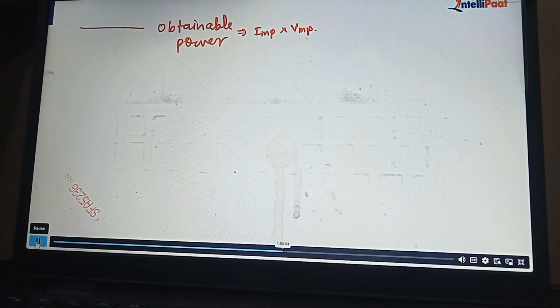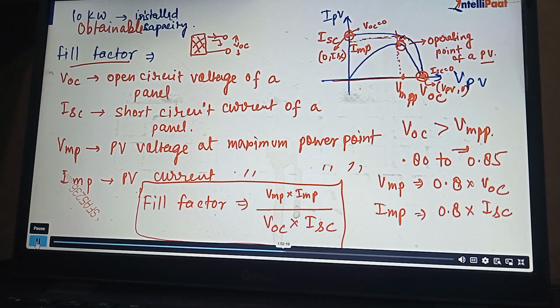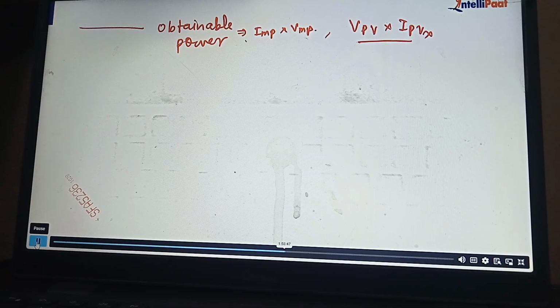Correct? You cannot say we can obtain a power like VPV into IPV. That is not the power in this case, because under different conditions you have seen the curve. When we are operating at maximum possible voltage, current is 0, and if we slowly increase the current, its magnitude would not be the maximum. So we have to operate at this point so that we can get the maximum current as well. Right? This is all about one panel or one module.